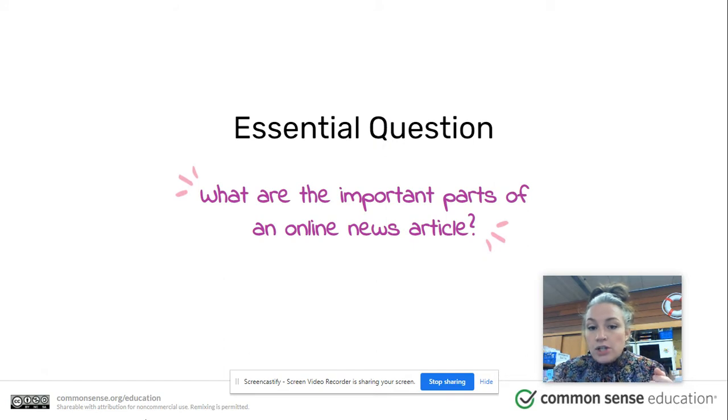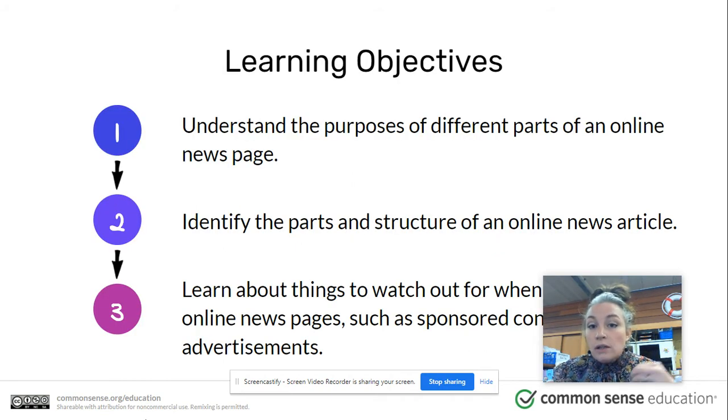Our essential question is, what are the important parts of an online news article, and how are we going to identify those and test them against that TRAAP model that we've learned? So we're going to look at the different parts of an article, identify the structure of an online article, and then learn some things to watch out for as we look at articles online.